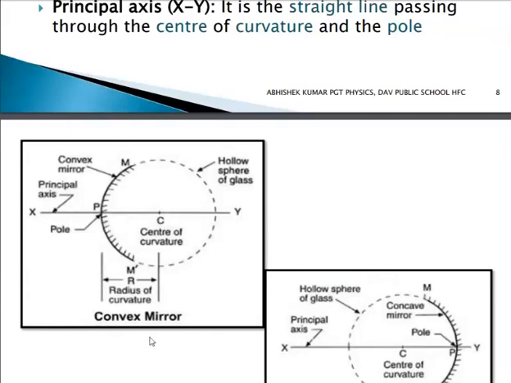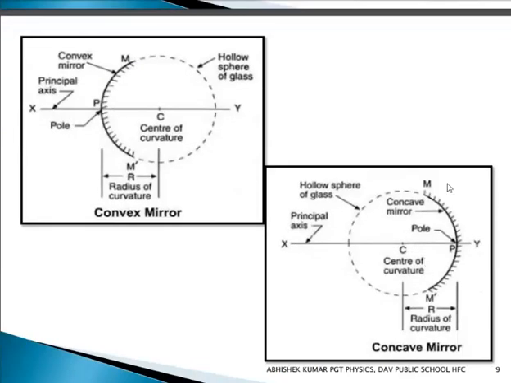You see here, in this case, this is a convex mirror because its reflecting surface is outside or away from the center of curvature, because it is silvered from inside. So it will reflect the rays outwards. So this is a convex mirror. On the other hand, when it is silvered from outside, then it will have a reflecting surface inwards directed toward the center of curvature. So it is called a concave mirror.